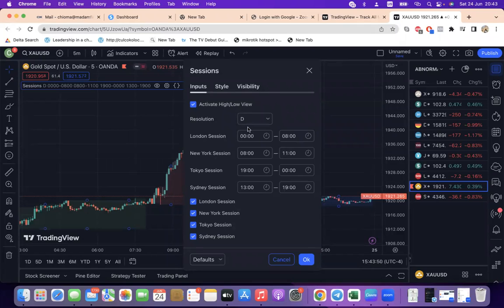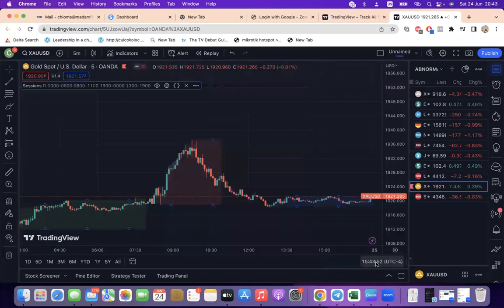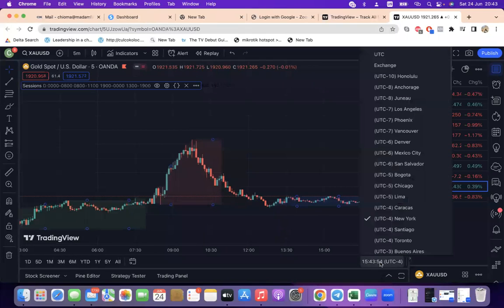Now, before that, there's something I want to show you. You see where the time zone is? Make sure your time zone is New York time. You're going to be trading like you're in the US. So make sure your time zone below here is in New York time.